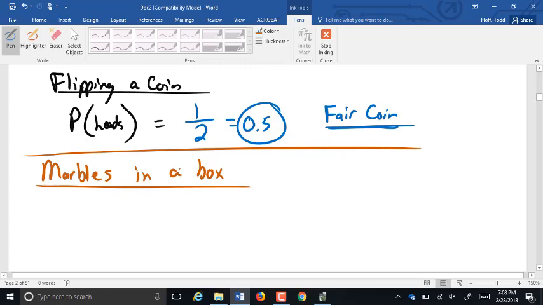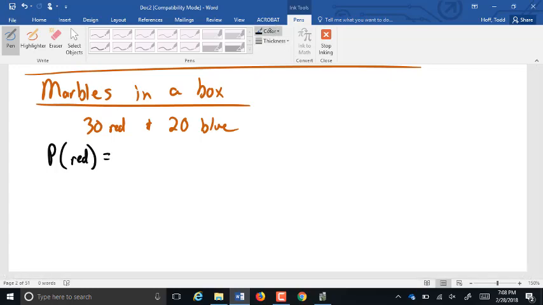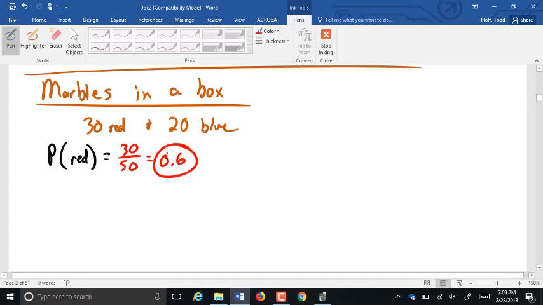Marbles in a box. Let's say we put in 30 red and 20 blue. We mix them all up good. What is the probability of reaching into that box and randomly drawing out a red marble? Well, there's 30 red ones out of 50 total, right? Remember, it's the successful ones, which would be the red ones, out of the total, which is everything added up. So that is 0.6 probability, or 30 out of 50.